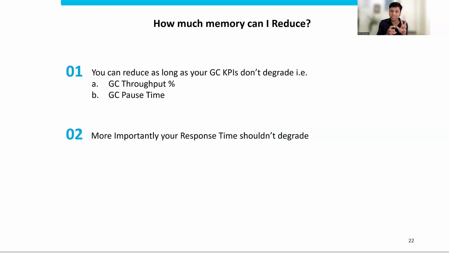By doing this GC study, if the tool says there is an over allocation, or if it says there's no problem, try reducing it. Try reducing it as long as your GC KPIs don't degrade and response time doesn't degrade. Then if you reduce your memory size, we can save a significant amount of dollars for the enterprise in terms of computing.